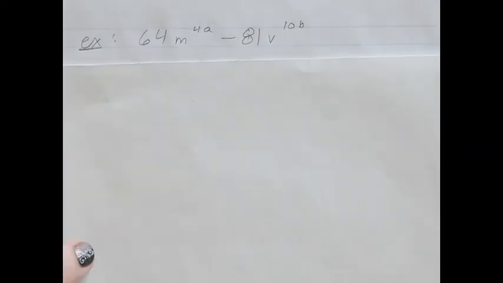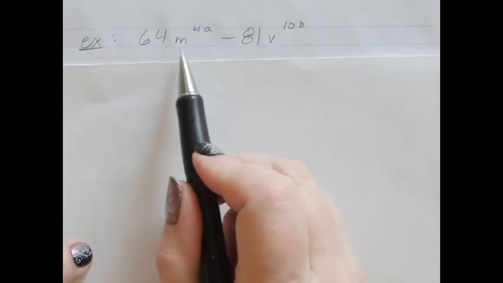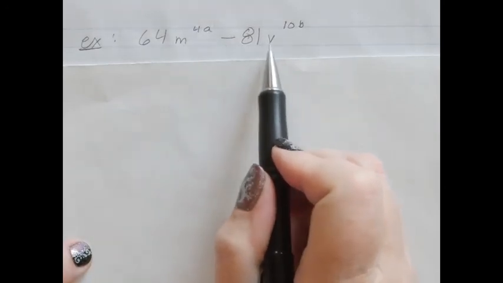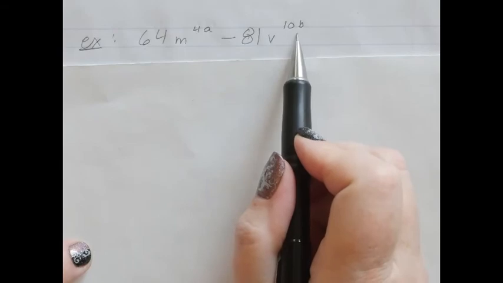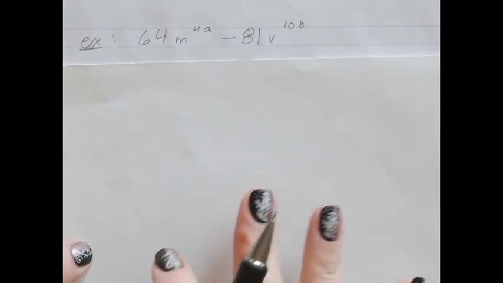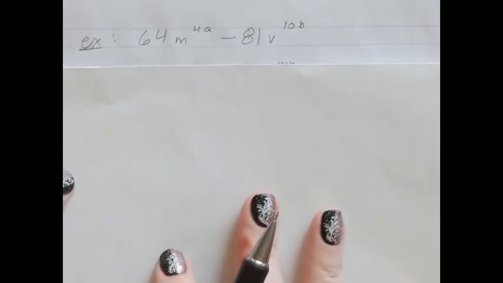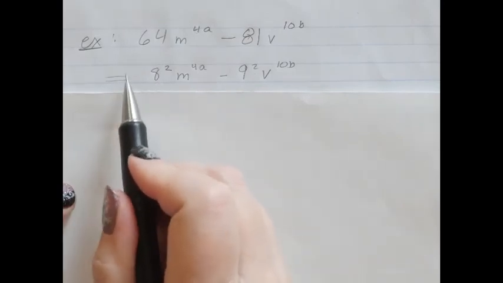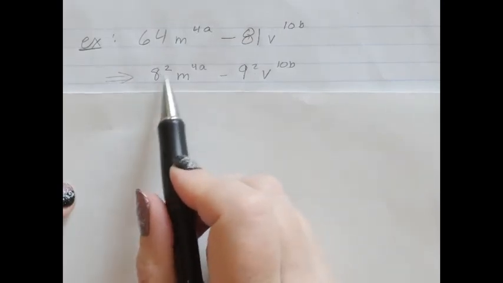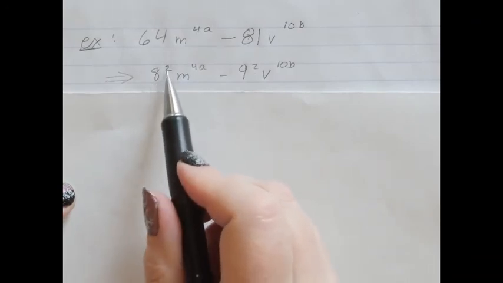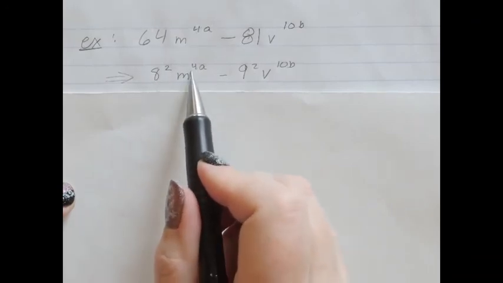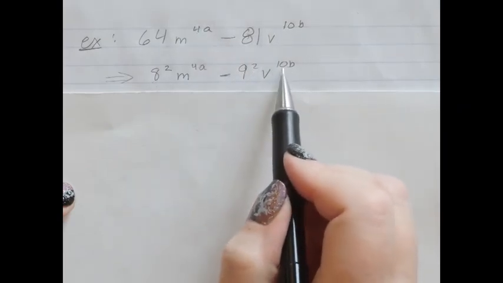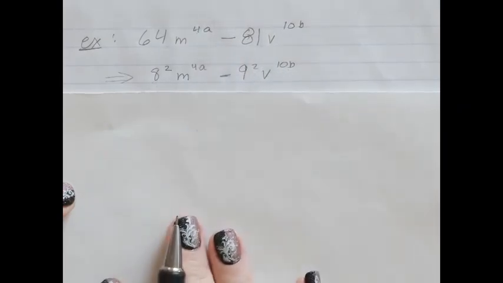Alright, let's try a new example. This is 64 times m to the 4a minus 81 times v to the 10b. Yeah, that's a b. Okay. So first thing that I'm going to do, I'm going to make sure that all my numbers get broken down. 64 is 8 squared. This is m to the 4a still, minus 81 is 9 squared, v to the 10b. Good to go.